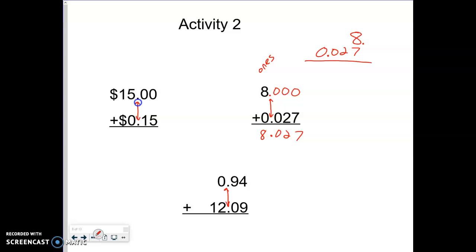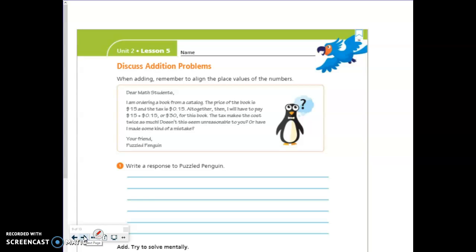All right, so as we move forward here, you can see our buddy Puzzle Penguin here again has shown up quite a few times already this year. His question says, "Dear math students, I am ordering a book from a catalog. The price of the book is $15 and the tax is $0.15, or another way to say that would be 15 cents. Altogether then I will have to pay 15 plus 15 or $30 for this book. The tax makes the cost twice as much. This doesn't seem reasonable. Does it seem reasonable to you? Or have I made some kind of a mistake?"